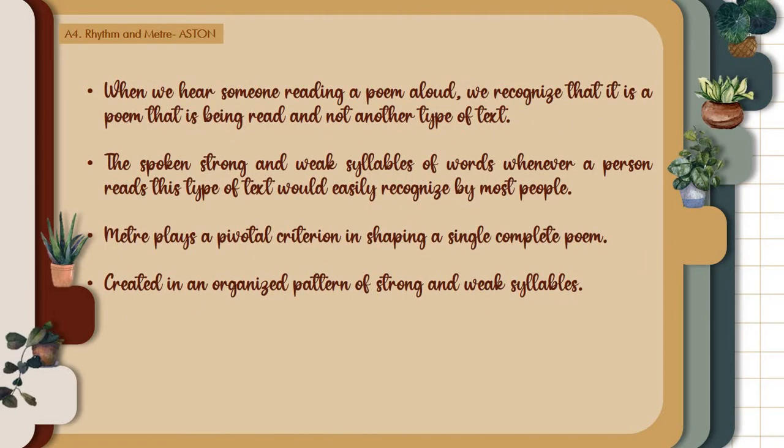Poetry itself has meter, hence this rather unusual communicative situation arises. When we hear someone reading a poem aloud, we tend to recognize very quickly that it is a poem that is being read and not another type of text. Even if the listener doesn't understand all the words of the text, they still know that they are listening to poetry. The spoken strong and weak syllables of words, whenever a person reads this type of text, would be easily recognized by most people, even if many may not really go into it. The distinctive, recognizable characteristics which almost every poem has are what make people tend to realize what kind of text is being read. Thus, meter plays a pivotal role in shaping a single complete poem. However, it is not formed of random strong and weak syllables, but conversely, of an organized pattern of strong and weak syllables.